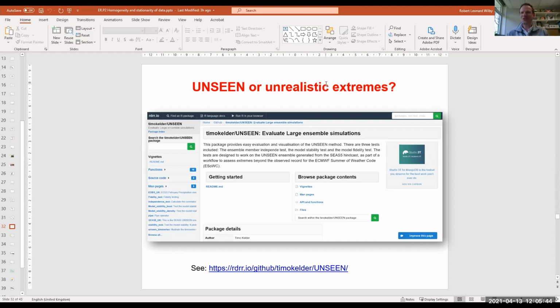Has anyone come across this technique before, or is this all new? There's nothing in the chat. I probably know. Okay, all right.